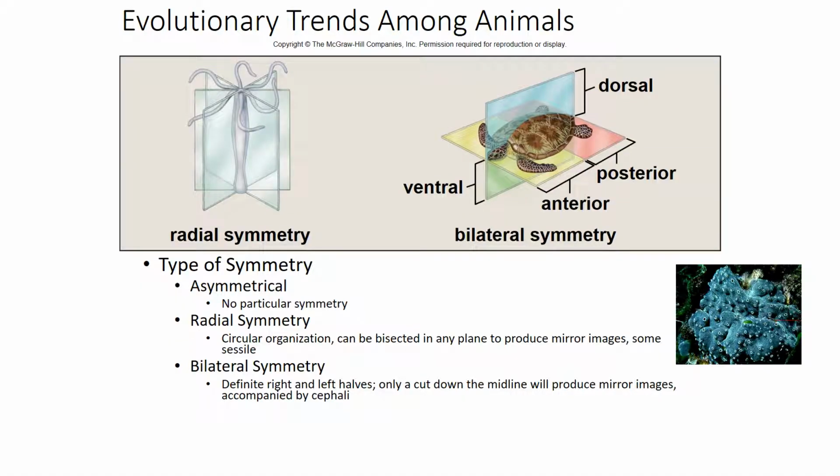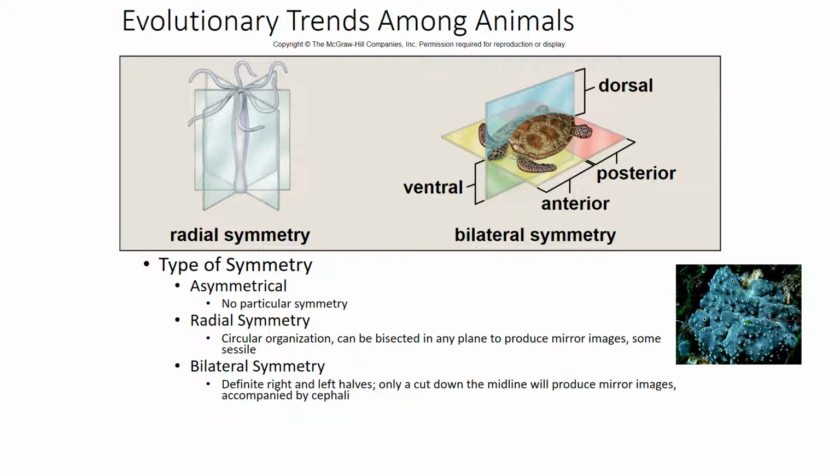Some trends among animals that are good to know. The type of symmetry, it can be asymmetrical, which means it has no type of symmetry. The sponge that's blue here on the right side of the screen, that's an asymmetrical sponge. Okay, and a lot of sponges kind of have that. If it's radial symmetry, a lot of cnidarians like jellyfish, hydras, okay, even like an octopus, which is a cephalopod, they have circular organization, and so they can be cut in any plane to produce a mirror image.